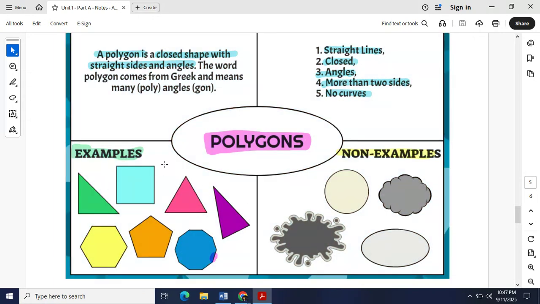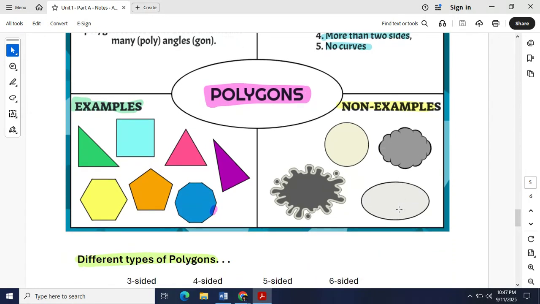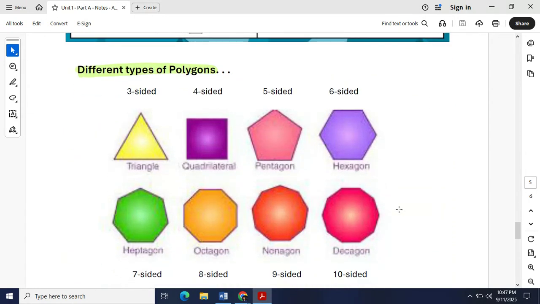So examples of polygons are here. And if you notice, non-examples are here. And again, if it's an open figure, then that's a non-example also. So these are polygons. Let's name the different types of polygons.